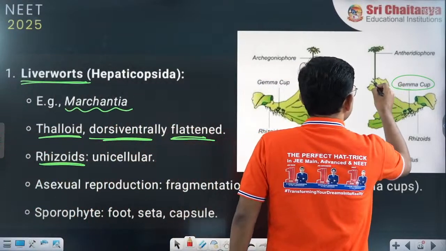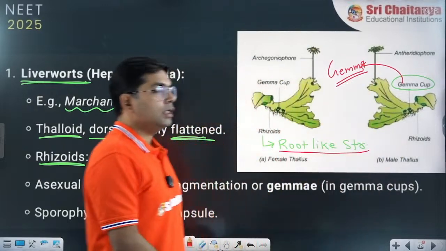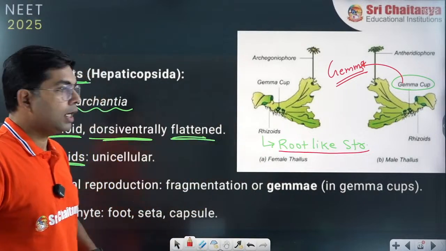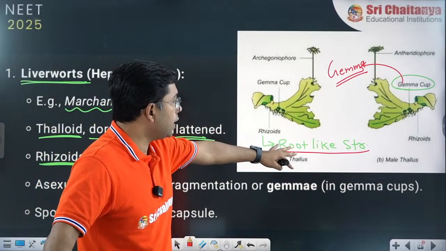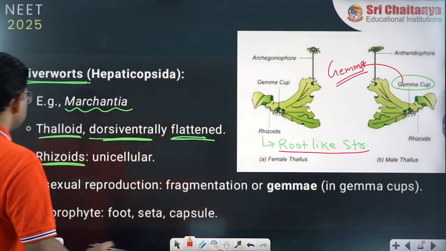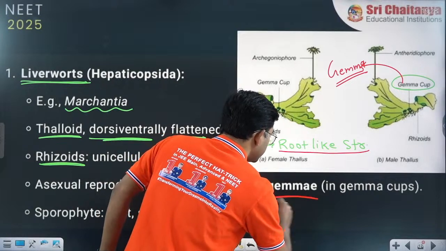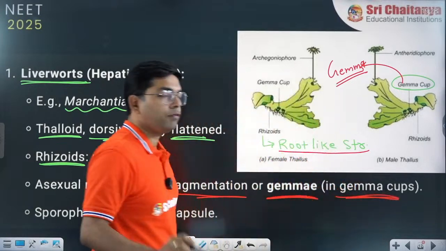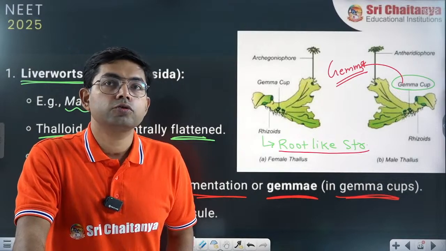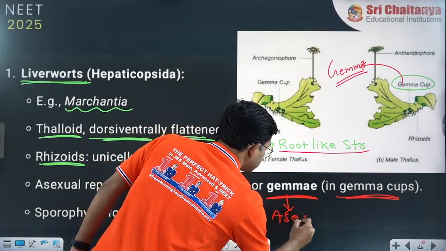Then, gemma is formed. Gemma is the asexual form which will help in growing a new thallus, right? So gemma is the characteristic, rhizoid is there, archegonia, antheridia. This is the female thallus, this is the male thallus. Overall, asexual reproduction includes fragmentation, and you can see gemma is present inside the gemma cup. If I ask you whether gemma has a role in sexual or asexual reproduction, gemma has a role in asexual reproduction.